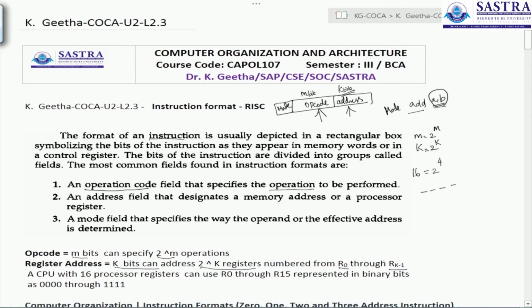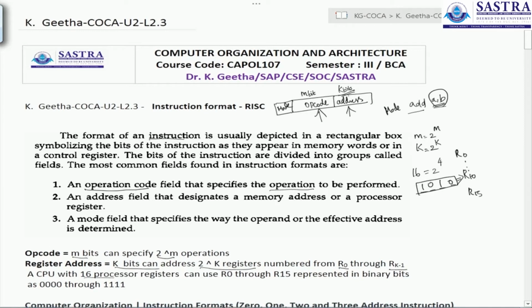Just for example, they have taken a CPU with 16 registers. So if the CPU is going to have 16 registers, obviously 4 bits will be more than enough for me to address each of the registers. Suppose, for example, my register field is like this: 1010. Then which register is going to be addressed here? It is going to refer to R10. So I can address any register numbered from R0 to R15, and all these numbers can be represented with just 4 bits of information, and this information will be occupying the address field.